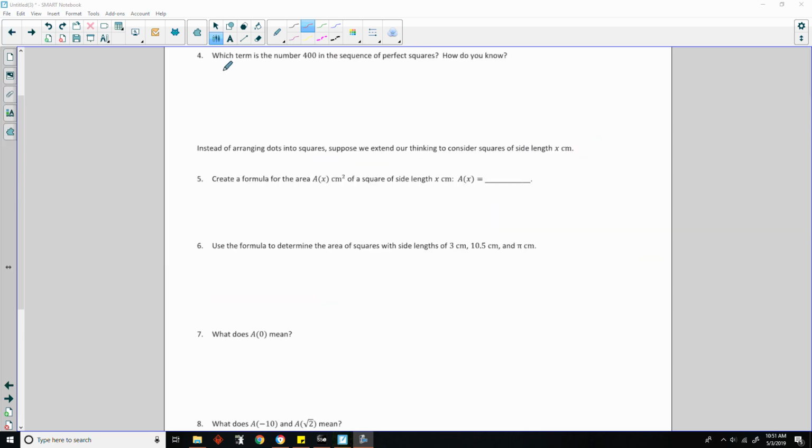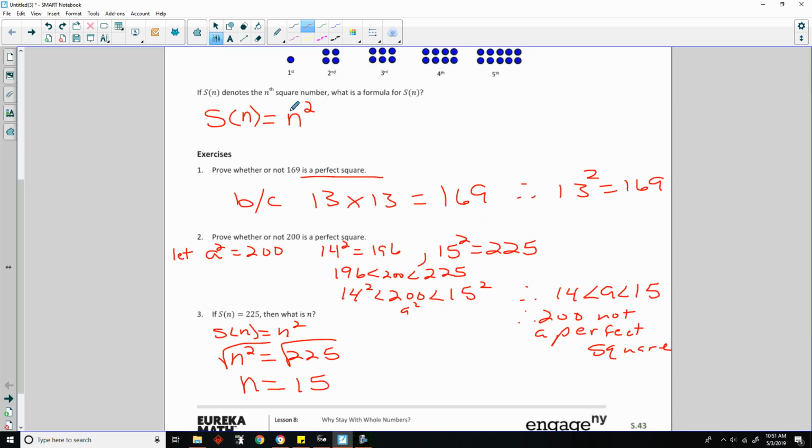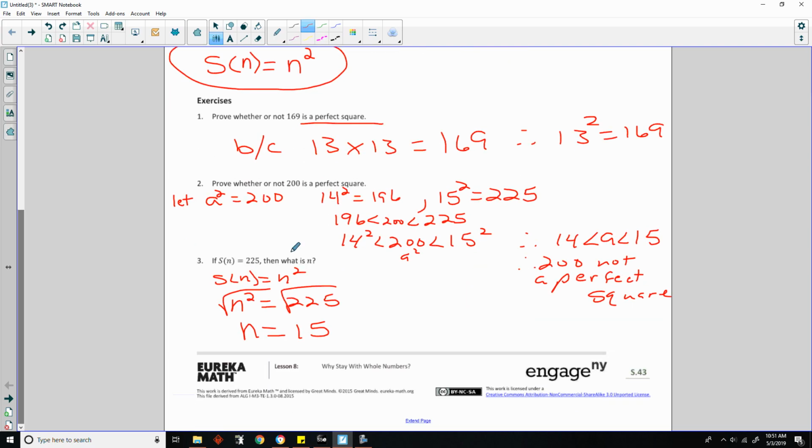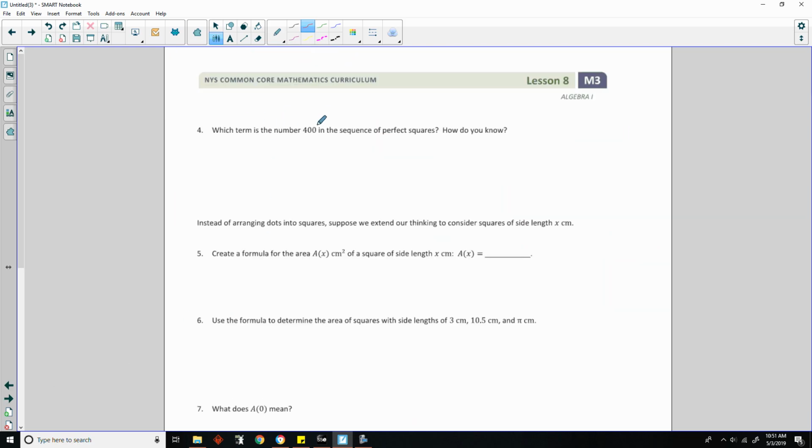I'm going to keep doing this. Which term is the number 400 in the sequence of perfect squares? Going back here, what I'm using is this formula, and then setting it equal to the number they're giving us. So in other words, they're saying S of n equals 400. Well, if S of n equals n squared, I don't have this right here. This should be my S of n. So let me just fix that.